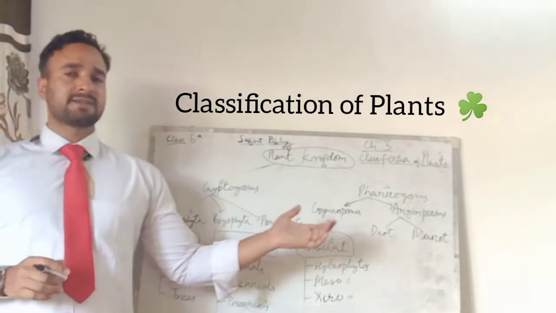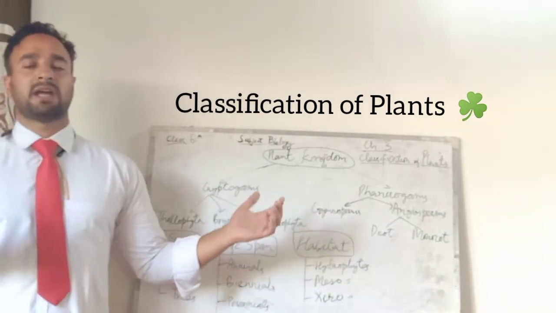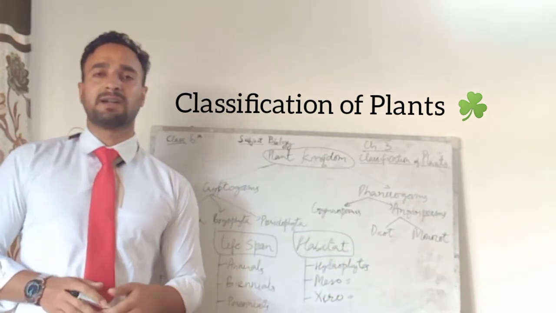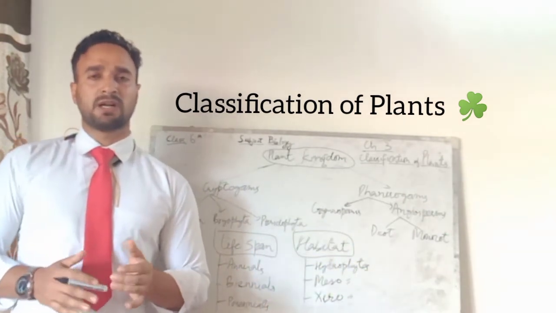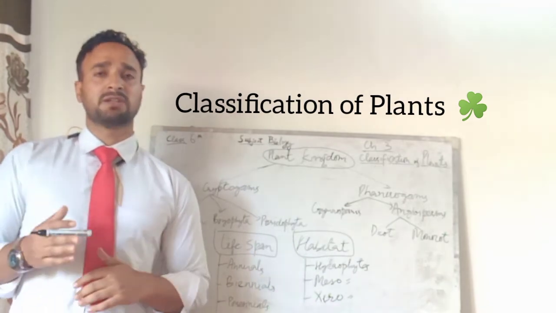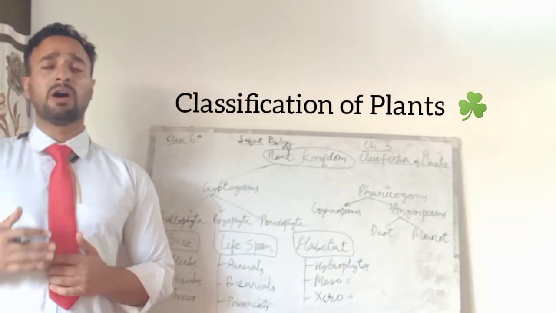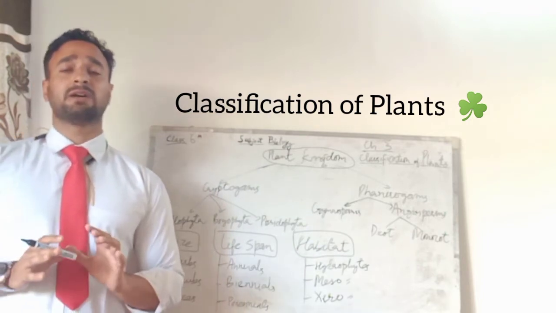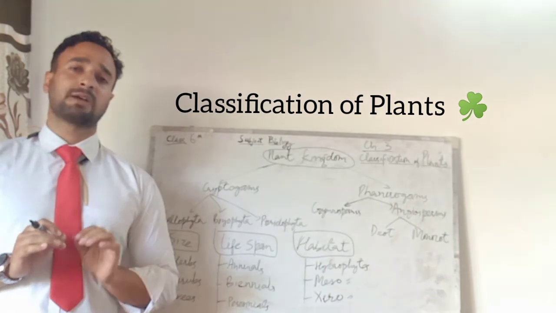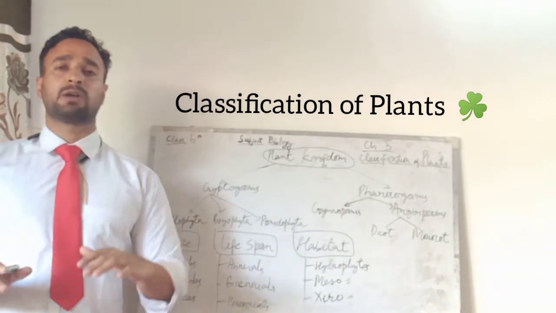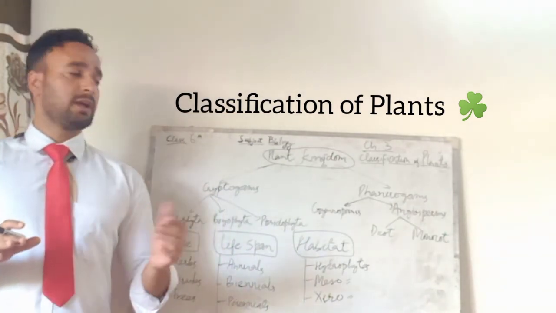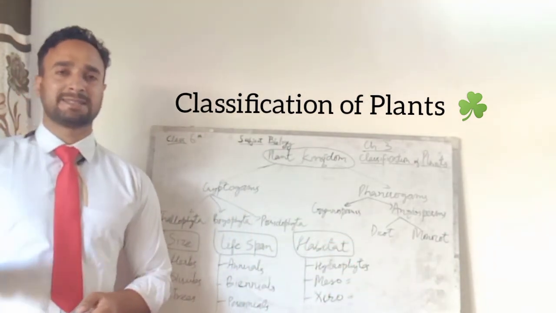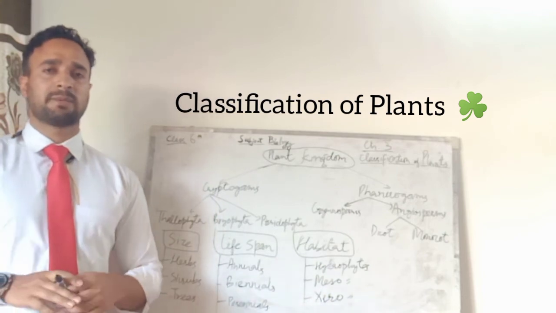Plants can also be categorized on the basis of their habitat, like what habitat they live in. They can be hydrophytes, mesophytes, and xerophytes. Hydrophytes are those plants which live in water, completely or half submerged. They complete their life cycle totally in the water, whether underwater or on the water. Examples are water lily, hyacinth, and lotus.